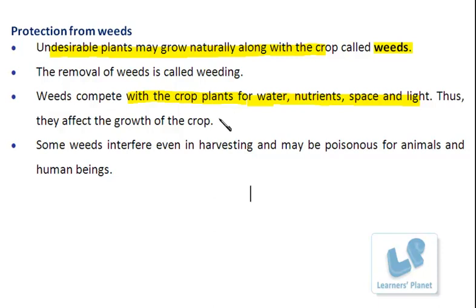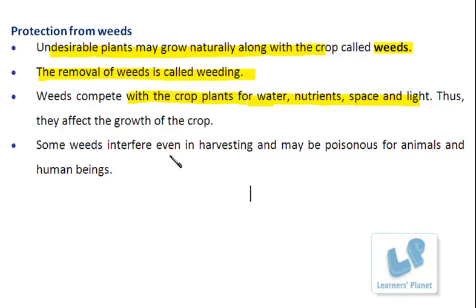Now, if we have to increase the production, then weed control is required. The weeds are not allowed to grow, or if they have grown, they should be removed from the main field. The process of removal of weeds is known as weeding.